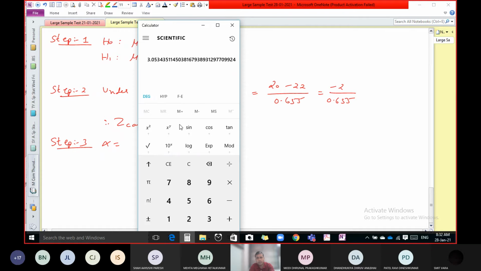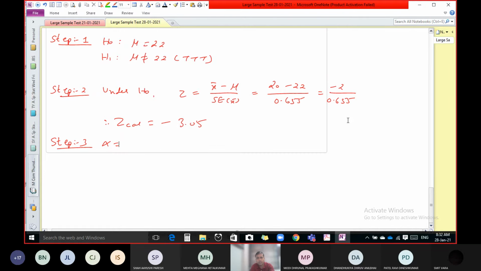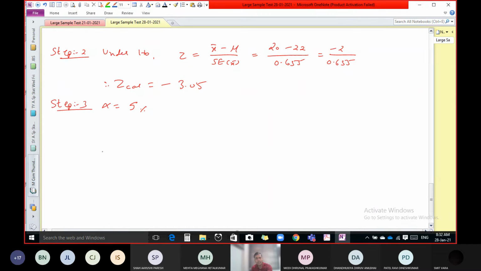Verify it by yourself. Do the calculation. Now, alpha, nothing is mentioned. You can take 5% or 1%, no problem at all. Let us continue with 5% only.